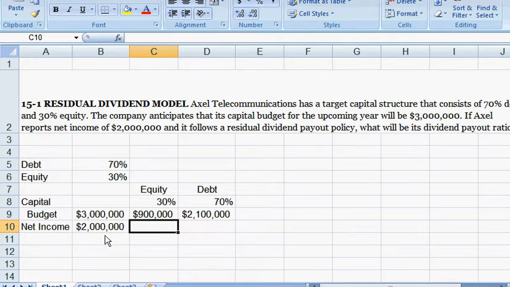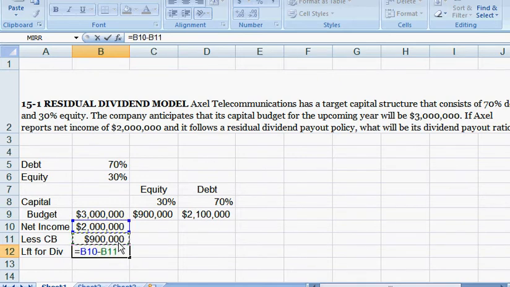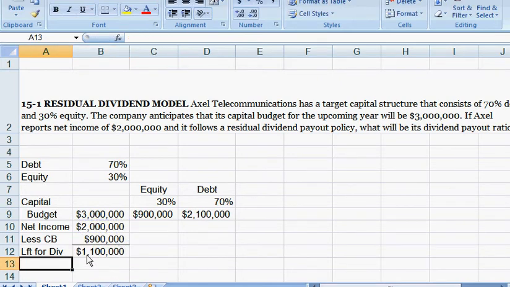We have net income of $2 million, and so we would subtract the amount that would be used on projects, so the capital budget, and we've said that's going to be equal to the $900,000. And so if we subtracted that, this would be left for dividends. It would be the $2 million in income less the $900,000 that we would siphon off in order to do projects, and the dividend that would be paid out would be $1.1 million.